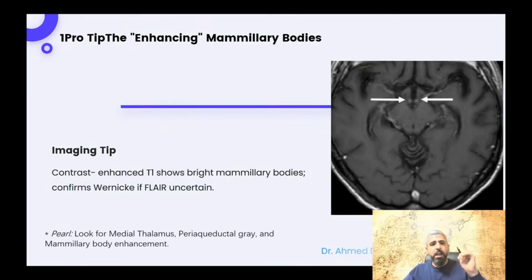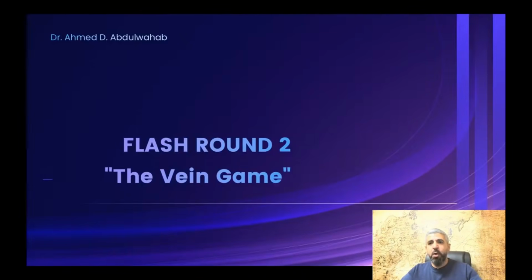Excellent work, everyone. One pro tip: look at the mammillary bodies. If you give contrast, they will show post-contrast enhancement. So if you are in suspicion, give contrast and the mammillary body will enhance if it is thiamine deficiency or Wernicke's encephalopathy, okay? Flash round number 2, it's called the vein game, okay?